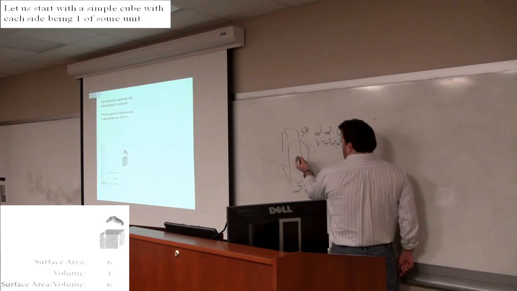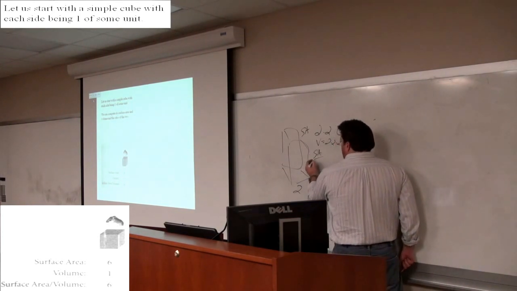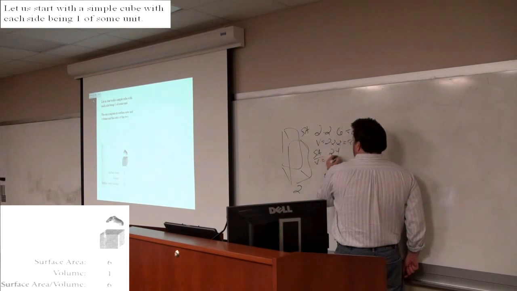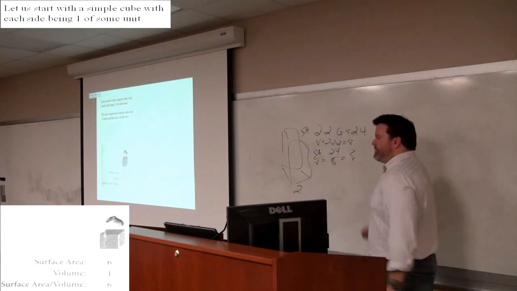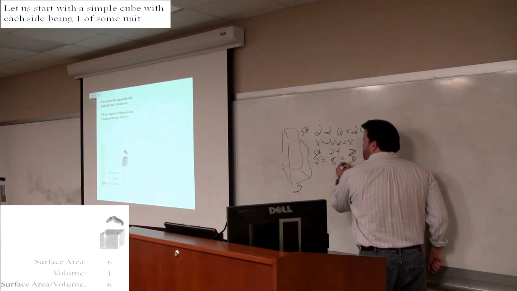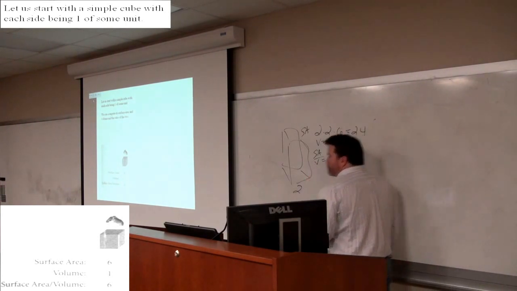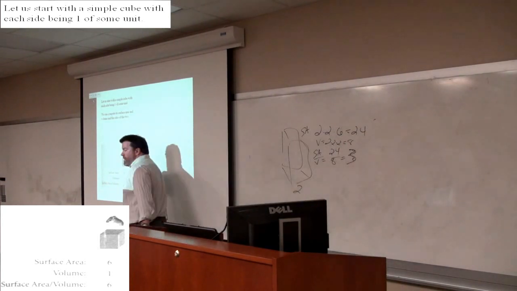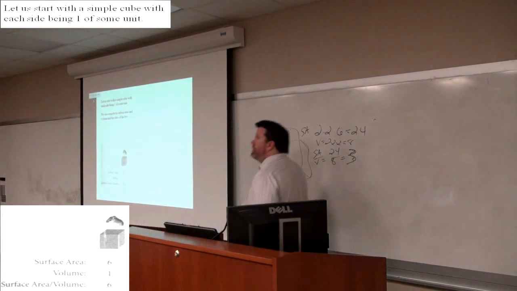All right, so what's this ratio? What's the ratio of surface area to volume? 3. What's happened to this ratio? Remember, the first one was 6. What's happened now to this ratio? It's smaller.